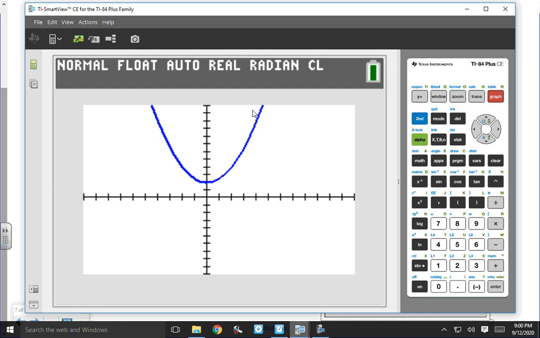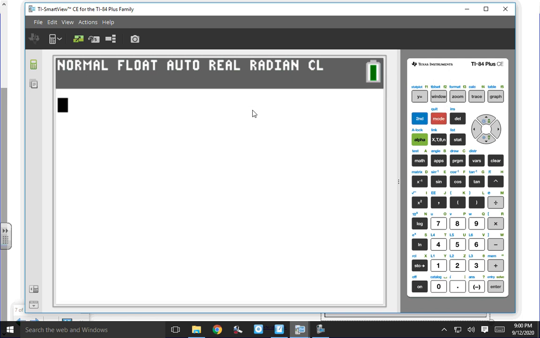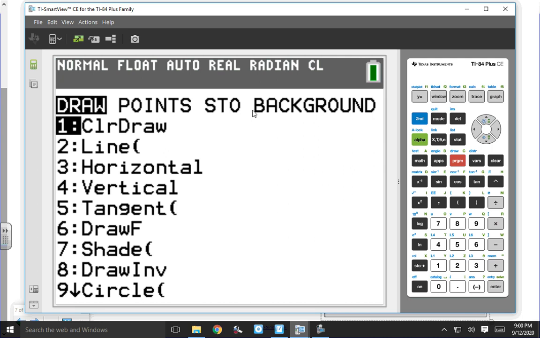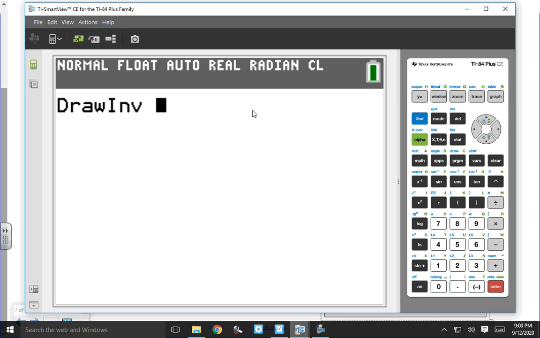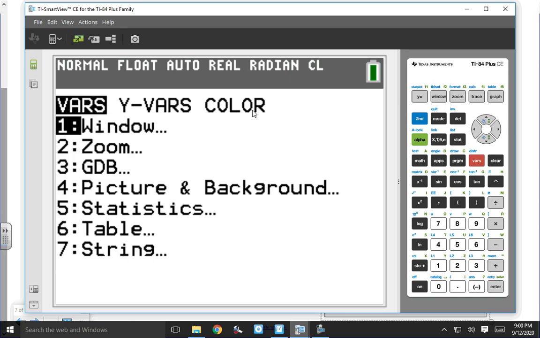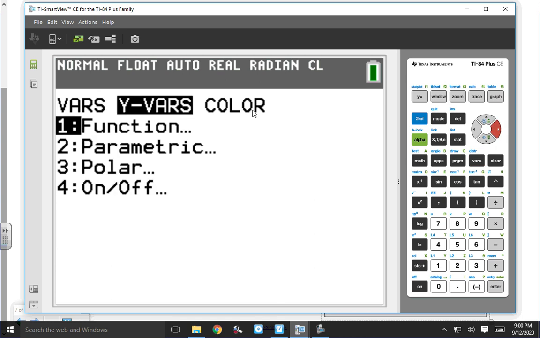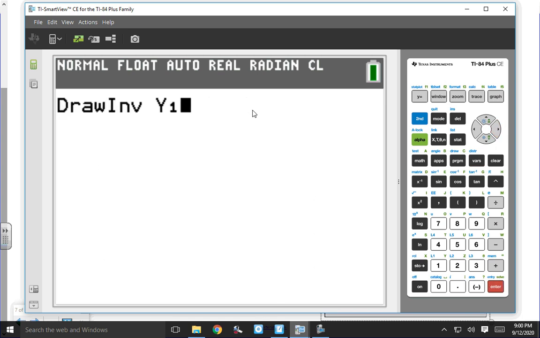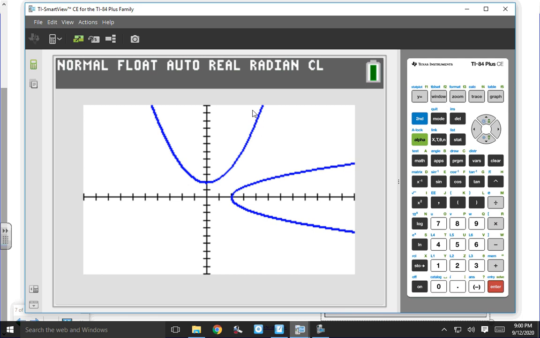And under your draw menu, if you go to second, draw, second and then your program button, you'll find that you have this command down here called DrawInv, draw inverse. Now since I already defined the function in y1, I can just tell it to draw the inverse of y1. That's what I'm going to do. So draw inverse, and then go to your variables, go over to y variables, grab function y1, and then just press enter, and it will sketch along with your graph now the inverse of that.